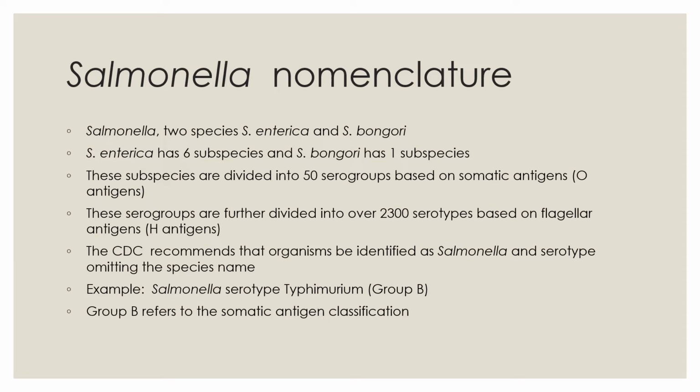The CDC recommends that the organism be identified as Salmonella serotype, omitting the species name. For example, we would call Salmonella typhimurium Salmonella serotype typhimurium group B. Group B refers to the somatic antigen classification. This is probably all more than you need to know, but I just wanted to mention that Salmonella nomenclature can be pretty extensive. I just want you to understand that when we call it Salmonella typhimurium, we're actually referring to a serotype and not a species name. Actually, they all end up getting treated the same way, so it doesn't really matter to the microbiologist. However, it does matter to the epidemiologist.